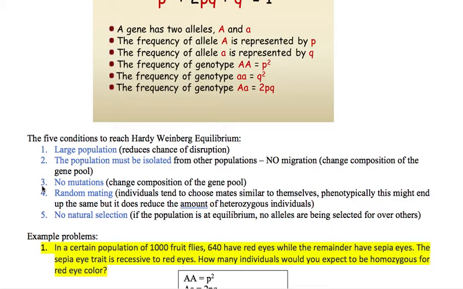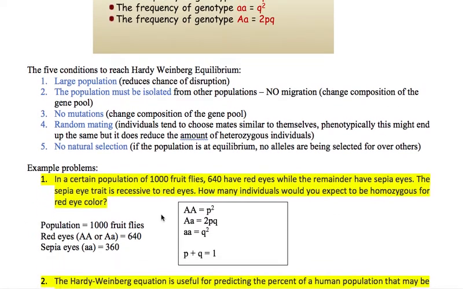Next, there can be no mutations. Once again, that's going to change our composition of the gene pool. There needs to be random mating, and the reason for this is that individuals tend to choose mates that are similar to themselves. So phenotypically, this actually might end up the same because you're going to see the same traits expressed. However, that's actually going to change the makeup of them. And so we are going to see maybe more homozygous dominant and recessive and less heterozygous individuals. And it's important to keep that diversity in a population.